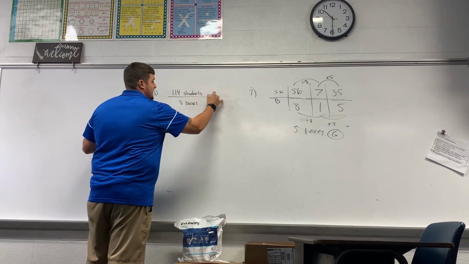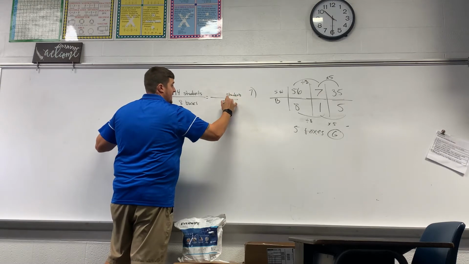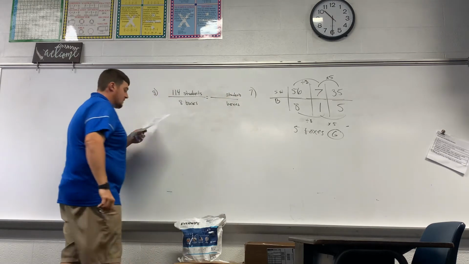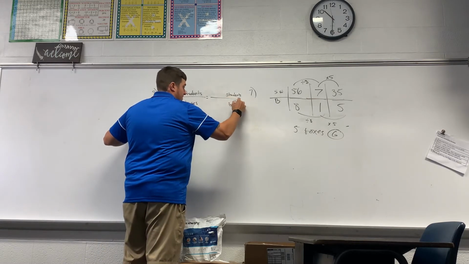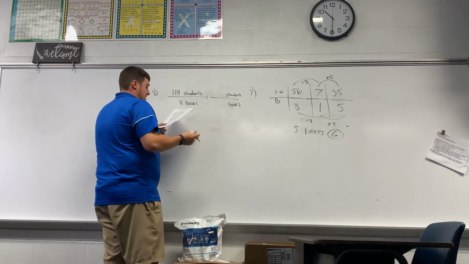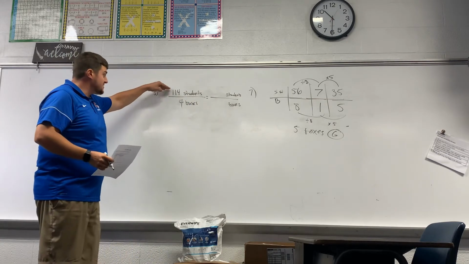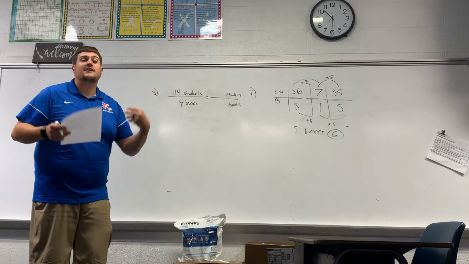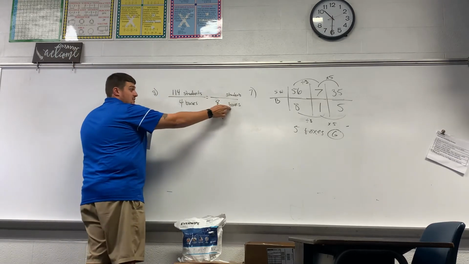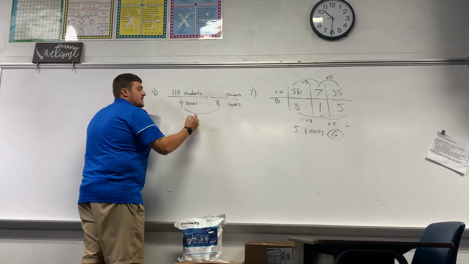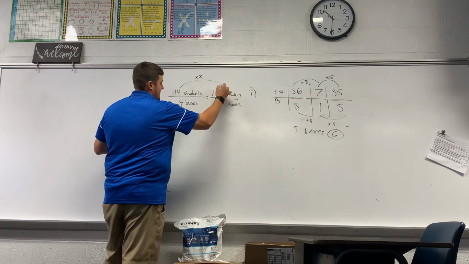So when I go to set up my second one, I already know that students is on top, and I know buses is on the bottom. Now, they gave us 8 buses. I messed that up. Okay, so 114 students on 4 buses. They want you to find 8 buses. How many students are on 8 buses? Okay, so 8 would go on the bottom. So how do we get from 4 to 8? Times 2. Gotta do the same thing up here. So that'd be 228 students.